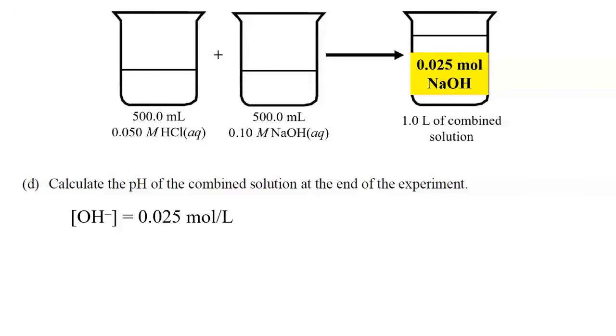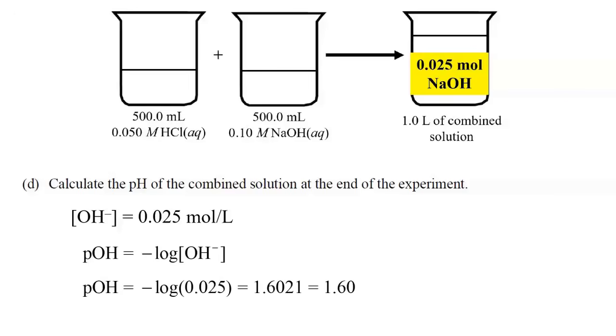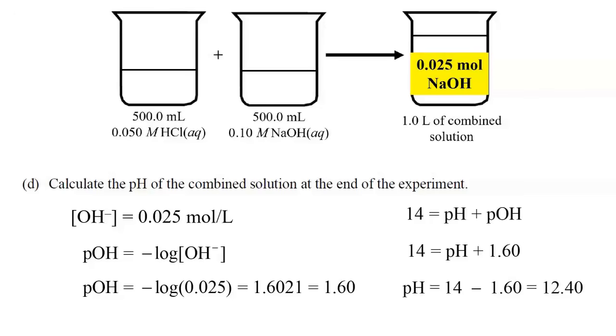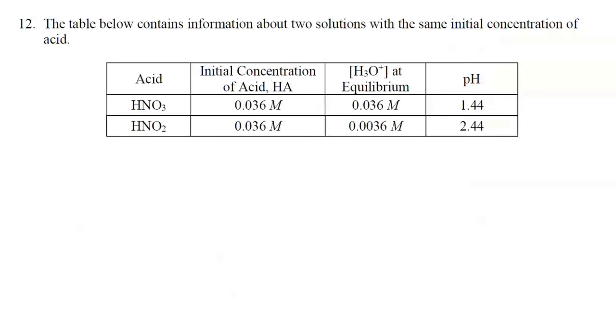So the negative log of 0.025 will get us the pOH, and that works out to be 1.60 when I round that off to 2 decimal places because 0.025 has 2 significant digits. But 1.60 is not my final answer. They want the pH, and right now I have the pOH. So I still have to do 14 minus 1.60. And when I do that, I get 12.40. So the final answer for part D, the pH of the combined solution at the end of the experiment is 12.40. Now let's move on to question 12.